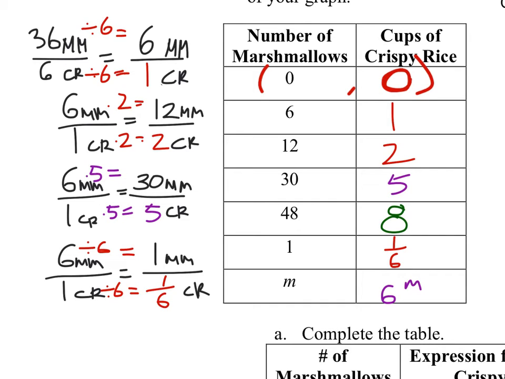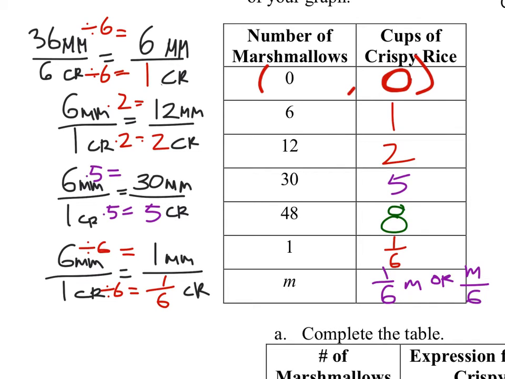Now some of you guys know, radical. We could just take 6 and divide it by 6 to get 1. 12 divided by 6 is 2. 30 divided by 6 is 5. So we're really just taking the marshmallows and dividing it by 6. So 1/6 m, or you could just say m divided by 6. That will tell you how many cups of crispy rice you would need.